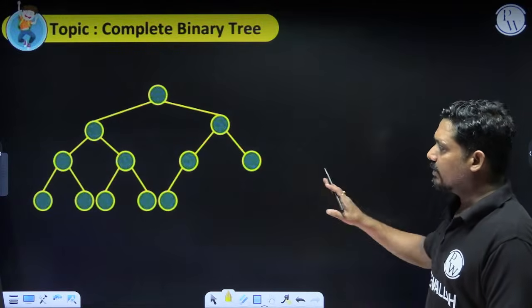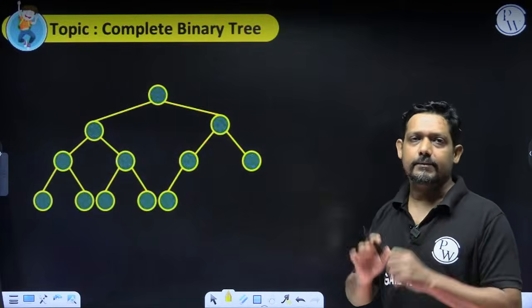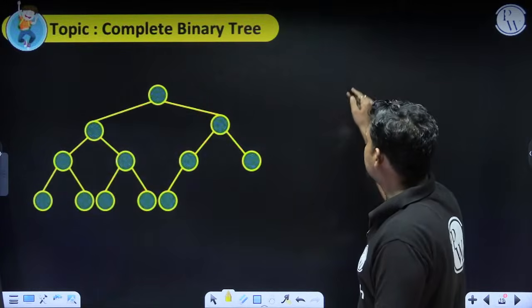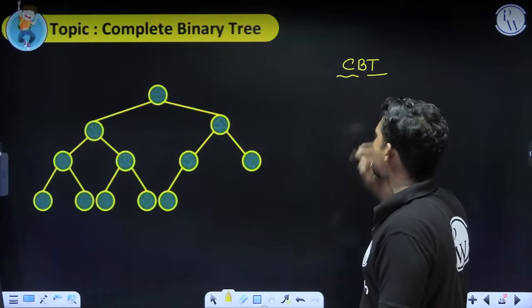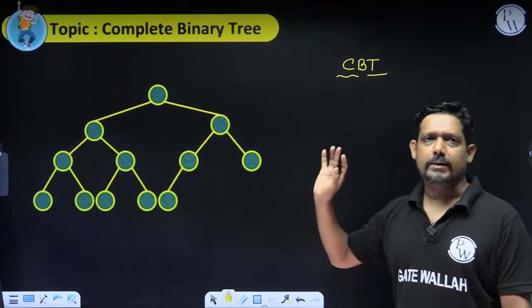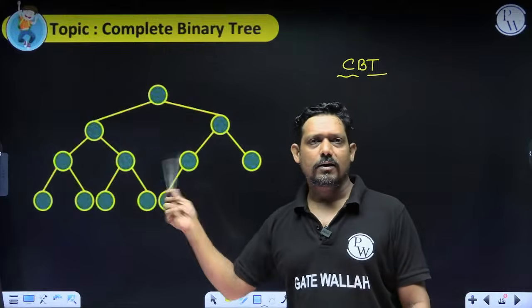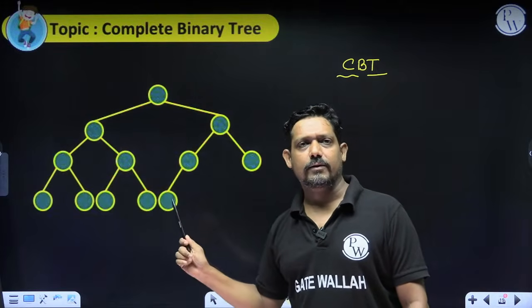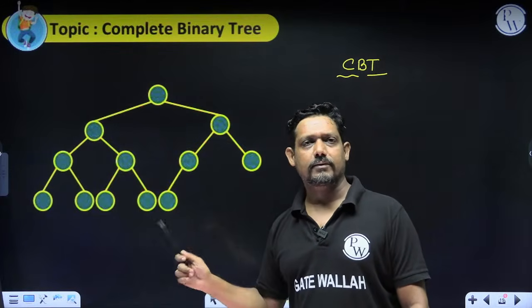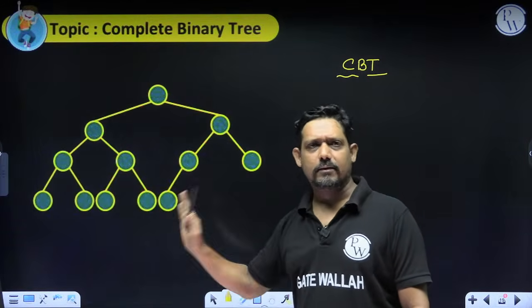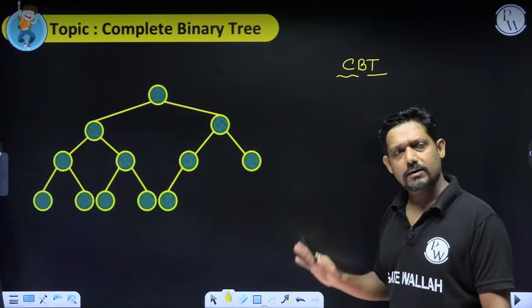Now this is okay. This is a CBT. This structure is a CBT structure. Full left, right, left, right, left, left, left, right. Left or right may be, but yes, 5 is there. So this is a CBT structure.